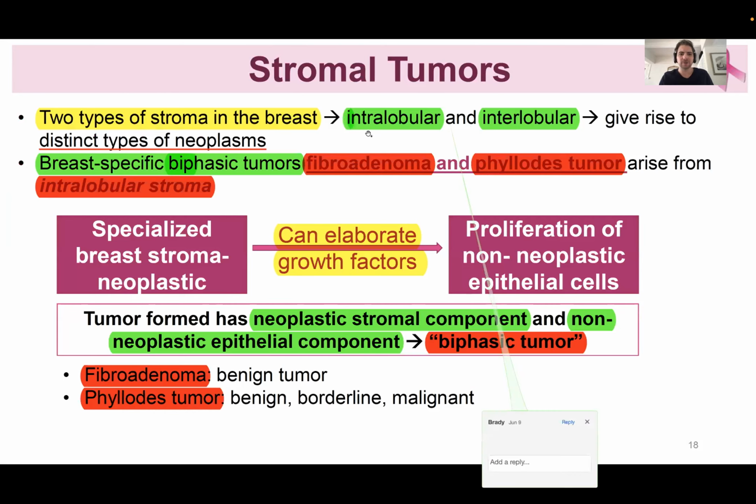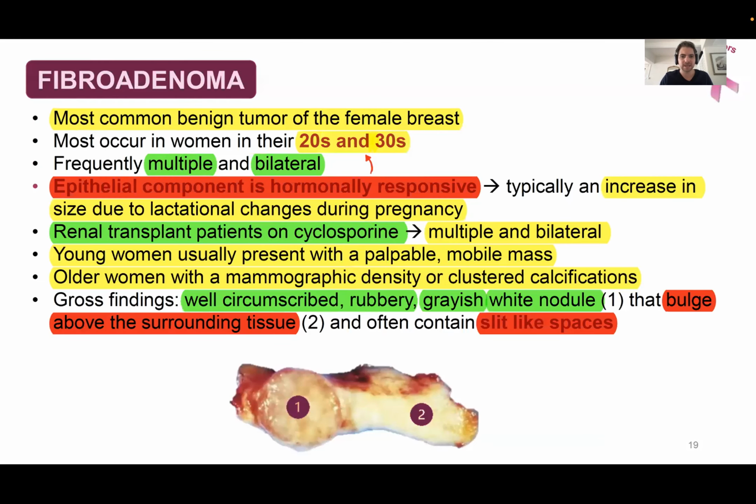So first thing, you want to differentiate the stromal tumors from the epithelial tumors. The two stromal tumors that we want to talk about are fibroadenoma and phyllodes tumors. We want to differentiate these. First off, they're in the stroma, so they're not in the duct or the epithelial portion of the breast. That's going to be your first differential there, if it says that in the question.